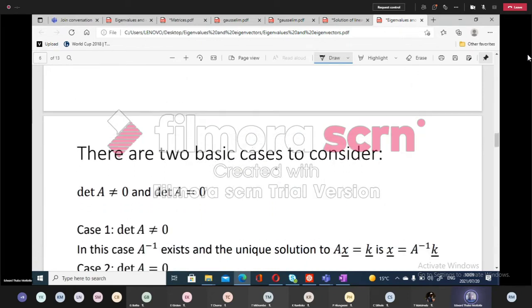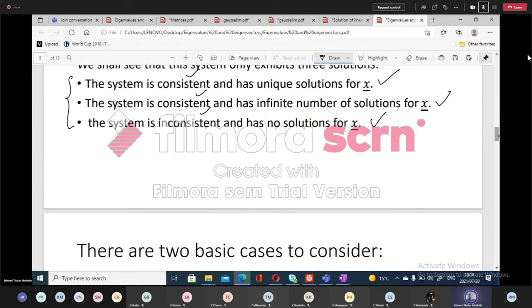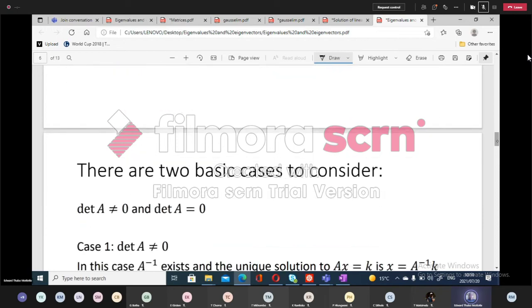There are two basic cases to consider. Here, I'm actually explaining consistency using a determinant. Remember in the previous one, we said we have to solve the system, and then after solving the system, you can decide if it's consistent or inconsistent. But also you can borrow from our knowledge of determinants. If the determinant is equal to 0, what does that mean? If the determinant is not equal to 0, what does that mean?